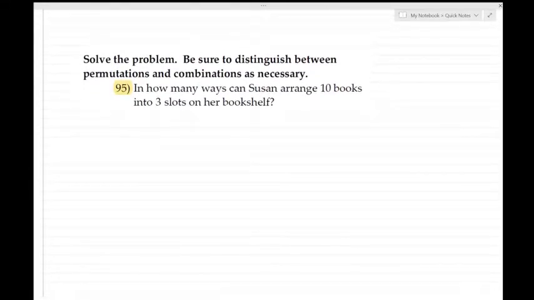Now, let's solve the following problem and be sure to distinguish between permutation and combination as necessary. In how many ways can Susan arrange 10 books into 3 slots on her bookshelf? So how many different ways can we organize 10 books? So let's see.